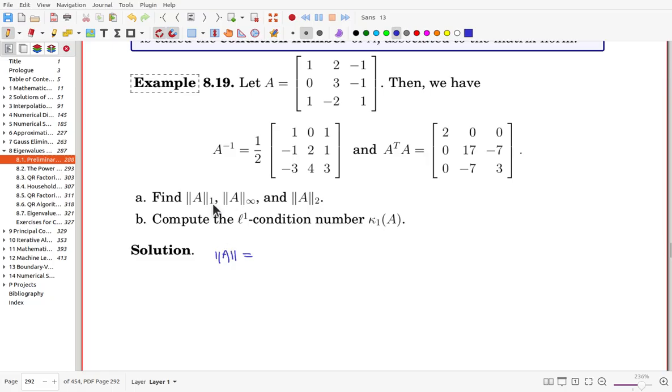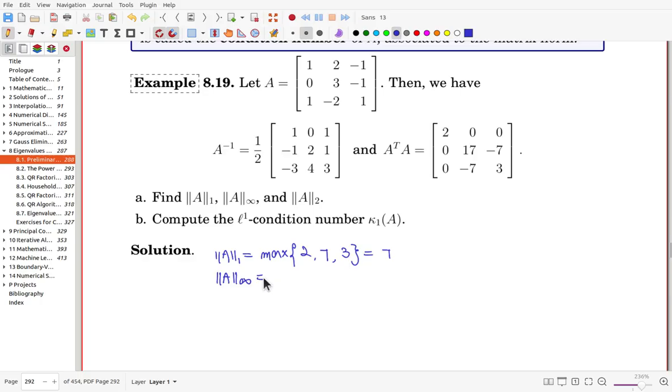One is vertical, so that you are adding the entries in modulus vertically. Among them, we are choosing the largest one, so here maximum of, from first column we have 2, from second column we have 7, and from third column we have 3. So out of these 3 numbers, 7 is the largest one. So A 1 norm is 7.